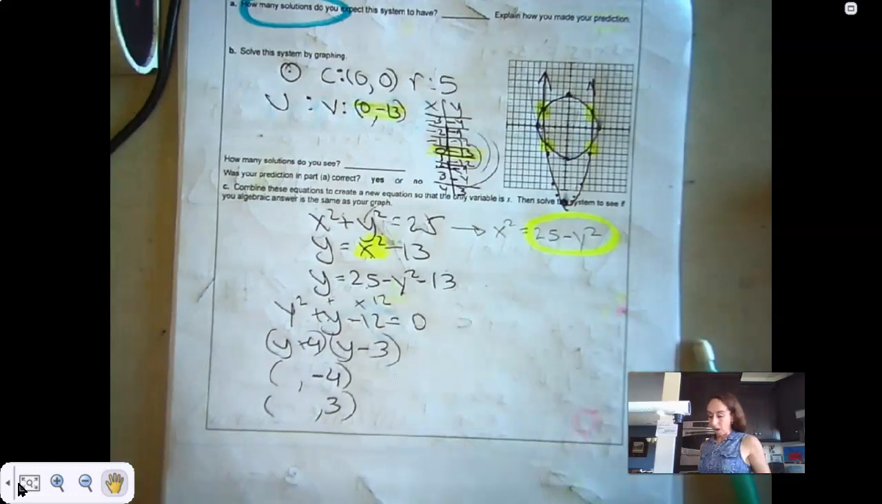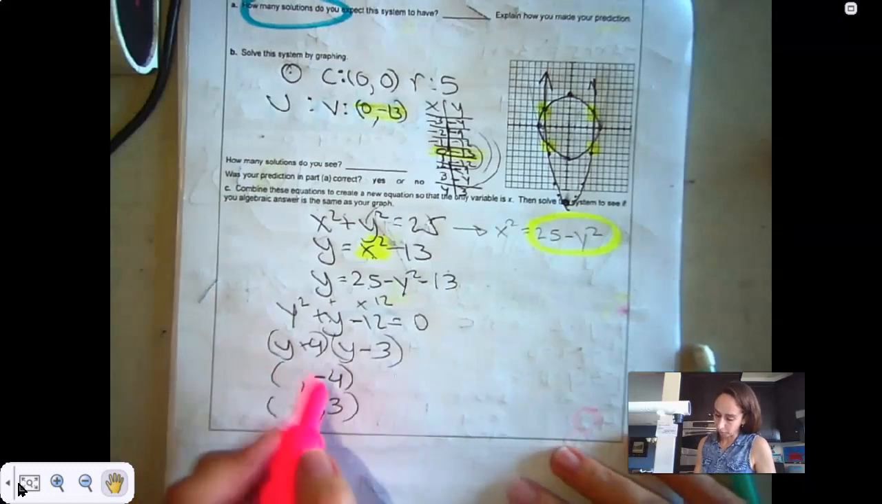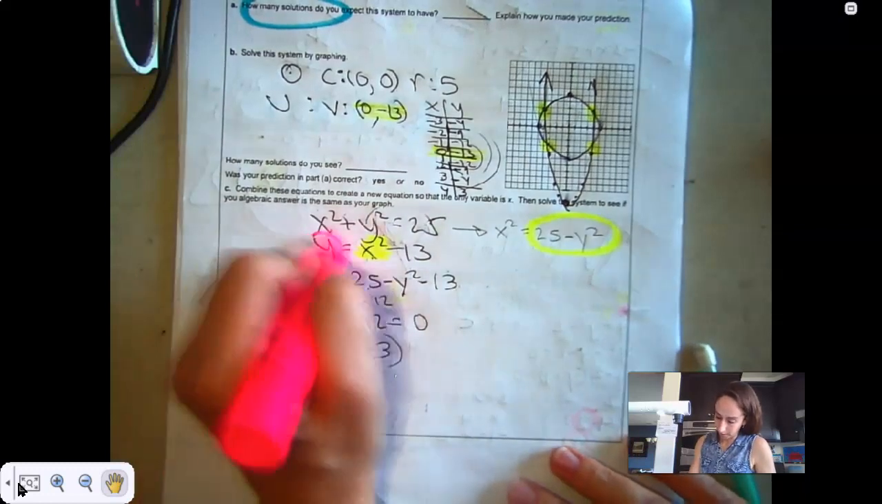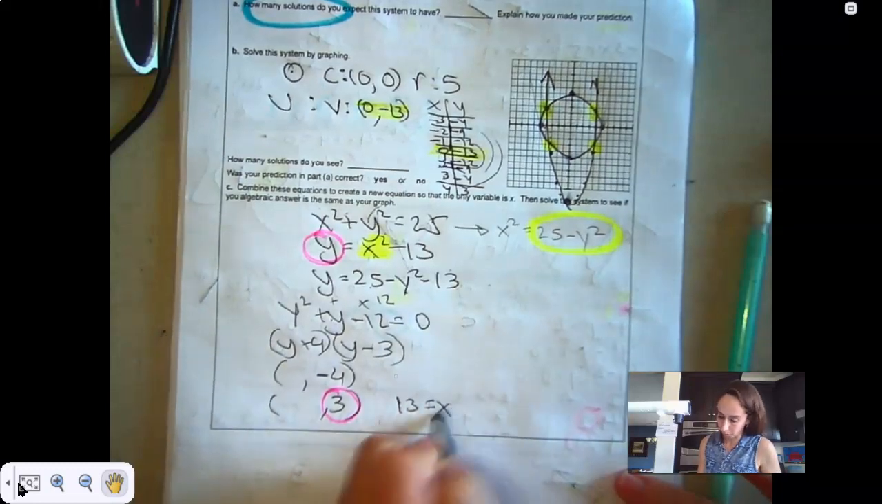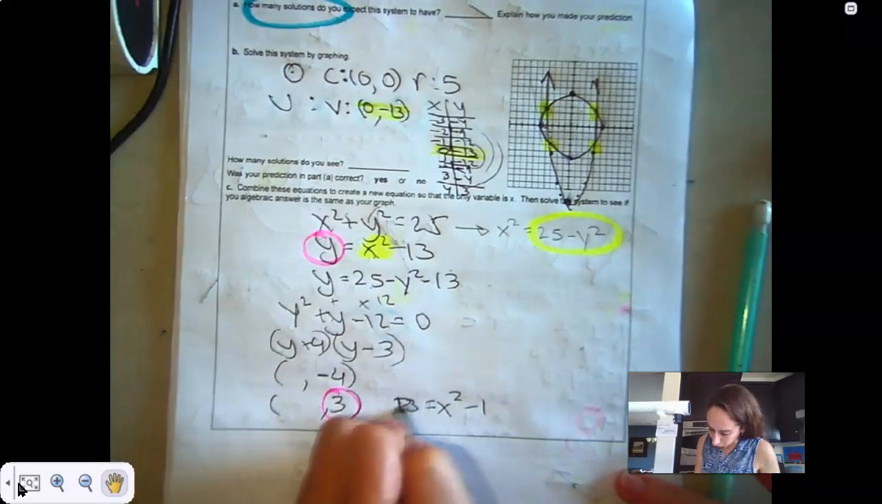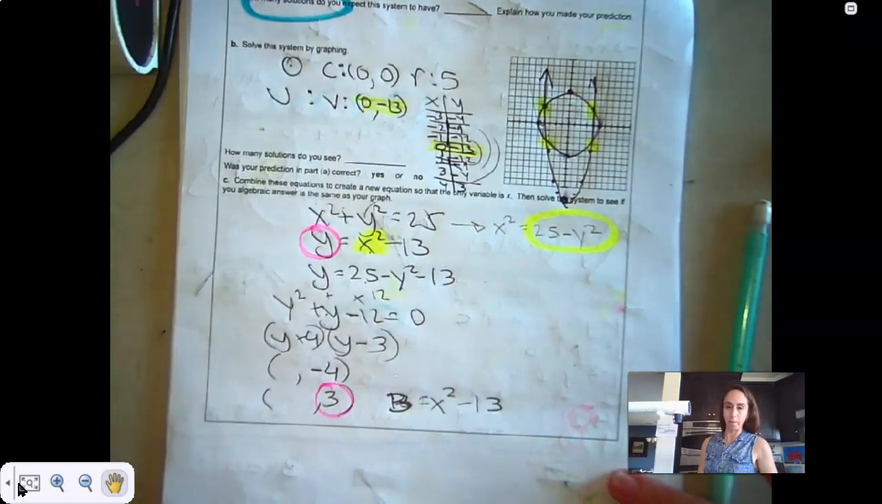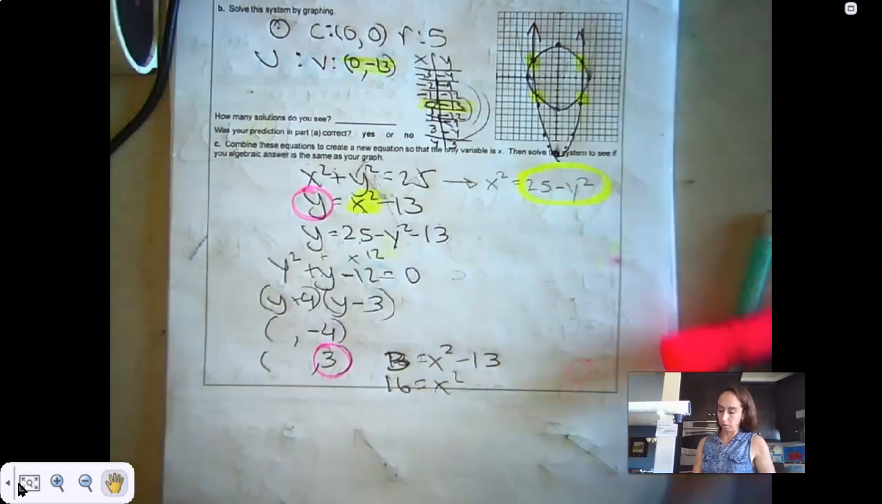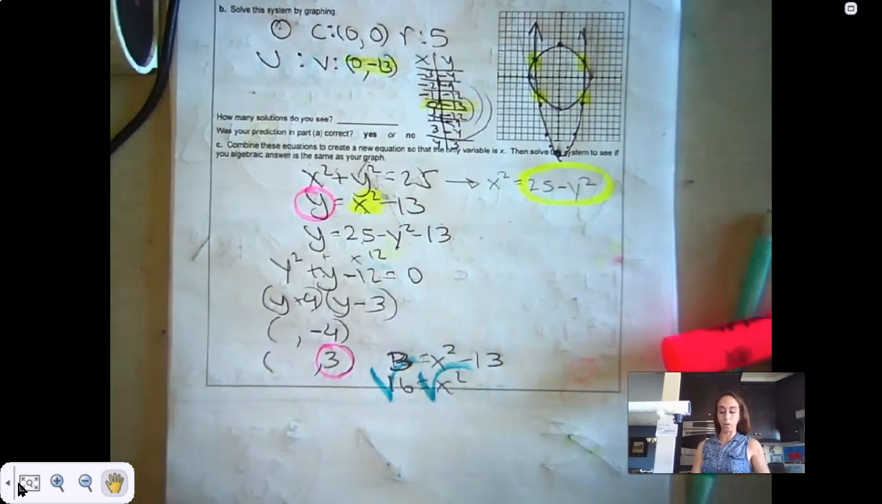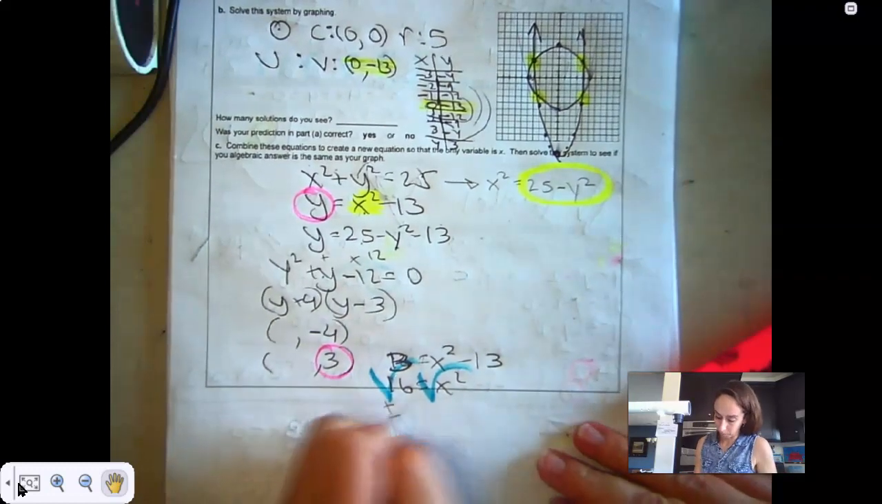Now that I have my y, I plug it in and I get my x. So there's different ways to do this. I can take the y, I would put it in there. So I'm going to go 3 equals x squared minus 13. Add 13. Square root, square root. Ooh, when I square root, what does it mean? Plus or minus 4.